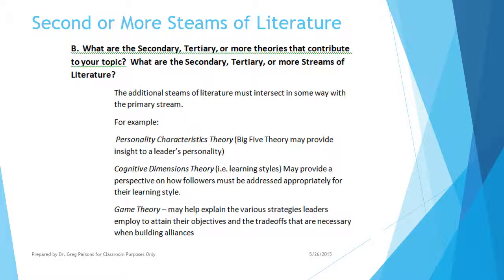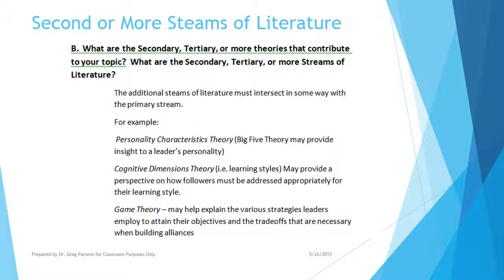And so you'd study the theories and you knew the background, you knew where it all came from. Now you're going to look at, for example, cognitive dimensions theory, because you know something about learning styles in education. So now you're going to try to explore what are the theories in learning that might have an influence on how a transformational leader more effectively influences his followers.